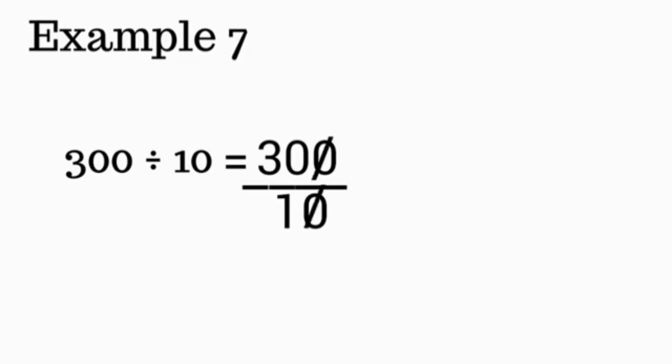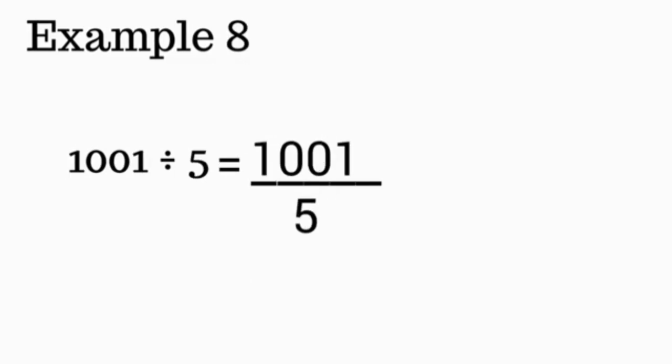So here, 0 will cancel 0, and we are left with 30. So 300 divided by 10 is 30. That's the answer.